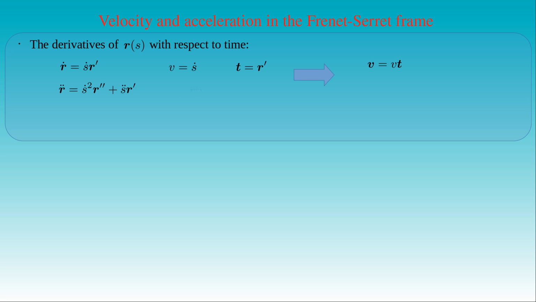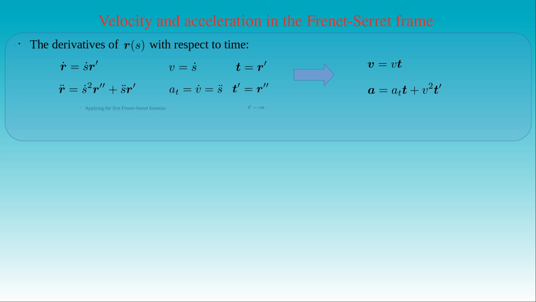The tangential component a_t of the acceleration is the time derivative of the speed, which is equal to the second order time derivative of the arc length, that is s double dot. The vector r double prime is simply equal to t prime. Then the acceleration vector can be written as the tangent t multiplied by the tangential component a_t of the acceleration, plus the speed v squared times the derivative of the tangent t with respect to the arc length.